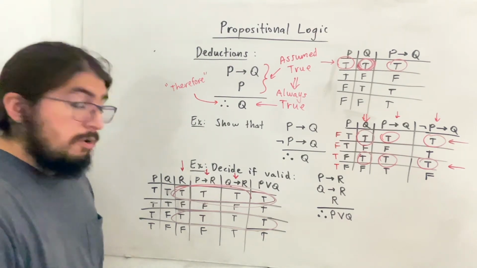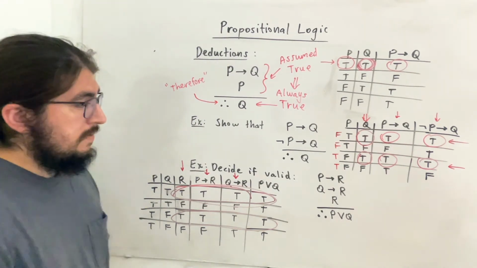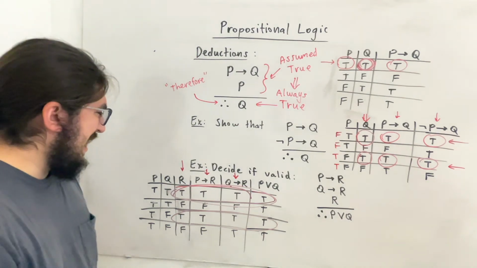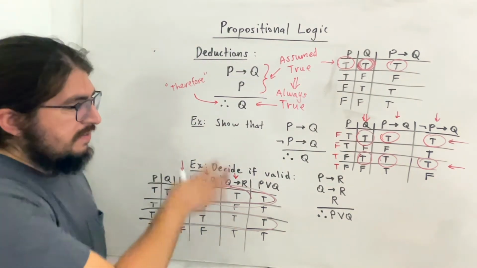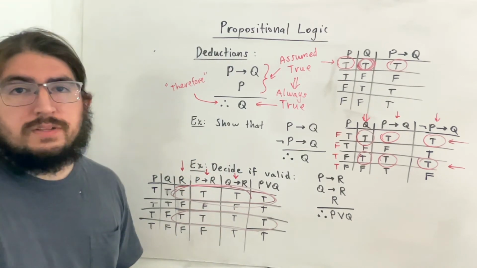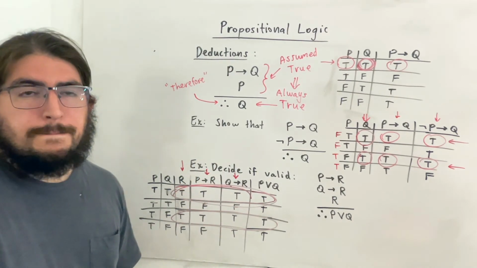But we need to show that it would work for the scenario where P is false. So I guess I would have to write that now. So I'm going to actually do this. I'm going to raise the board, lift this up, and extend it to the false cases, where P is false cases. Okay, here we go.